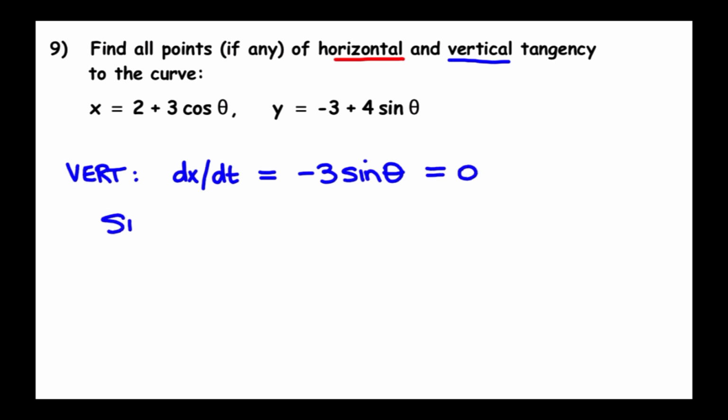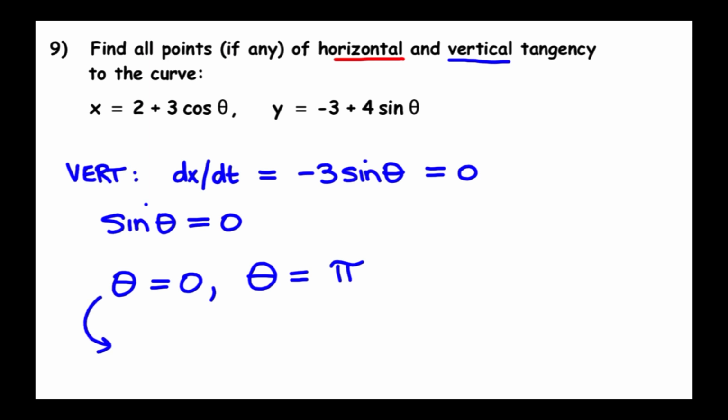So that means that sine of theta is also 0, which means that theta is 0, or theta can also be pi, because sine of pi is 0. Let's say that theta is 0. We'll go with that first. If that's the case, then you have x is 2 plus 3 times 1. We know it's 1 because, again, cosine of 0 is 1. That'll make 5.